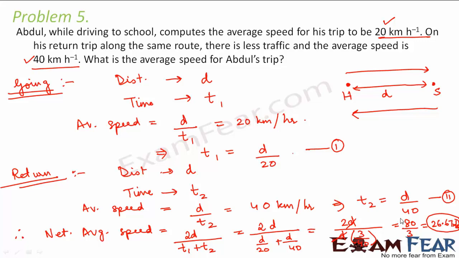So, please have a special look at this type of problem, because most of the students make mistakes in these kind of problems. Whenever they have the average speed while going and the average speed while coming back, if they want to calculate the net average speed, they will just add the two average speeds. But that is absolutely incorrect, right? So, please pay attention in these kind of problems.